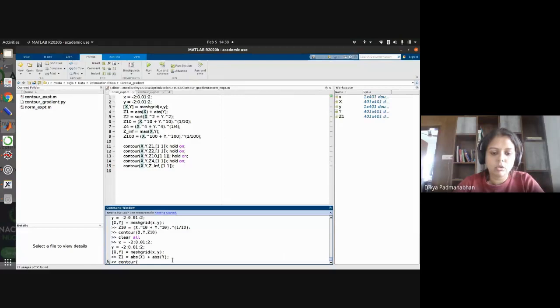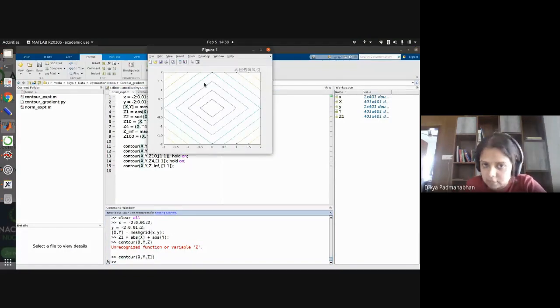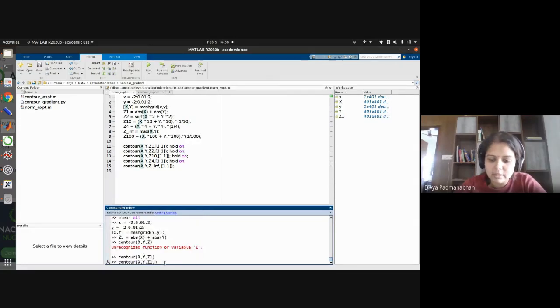So contour x, y, z1. Okay, you get a plot like this. What this is telling you is that if you take any of these lines, say this innermost line, this is the set of all points. Here you have the x direction and the y direction, and these are the points which take the same value. It shows it in different colors, so for each color, that's the set of points which take the same value. You can also show the labels, and you can show the values here.